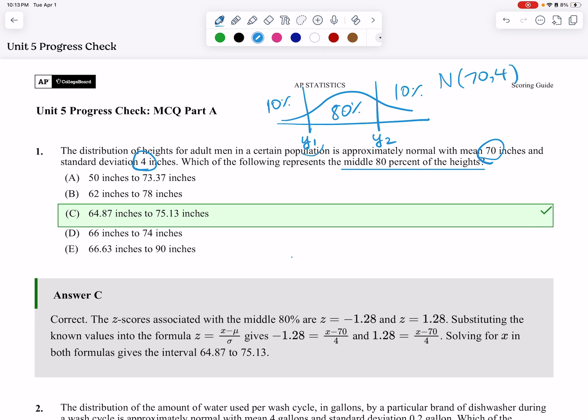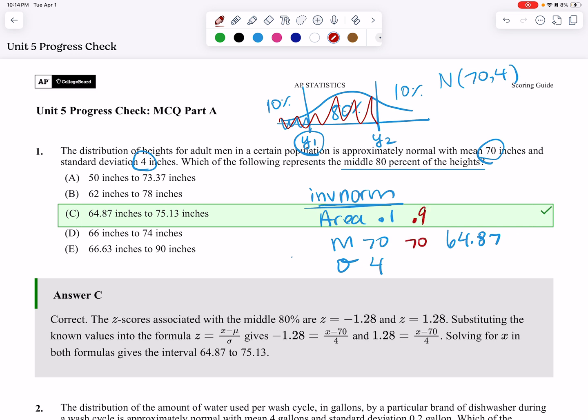So what I would suggest is let's define y1 to go ahead and use inverse norm, because I know that's 10%. So I'm going to say inverse norm, where area is 0.1, the mean is 70, and the standard deviation is 4. So just in your calculator, inverse norm, and that's going to get you 64.87. Now you can do the same thing of inverse norm and now do 10 plus 80 is 90%, and do 90%, 70, and 4, and you're going to get the 75.13. That's one way you could do it. There's other ways, but this is one way.